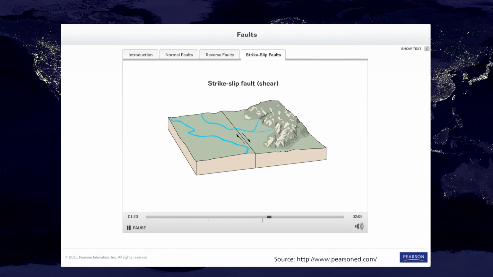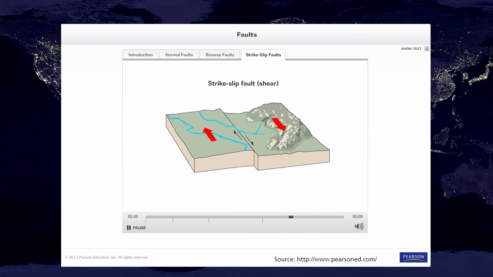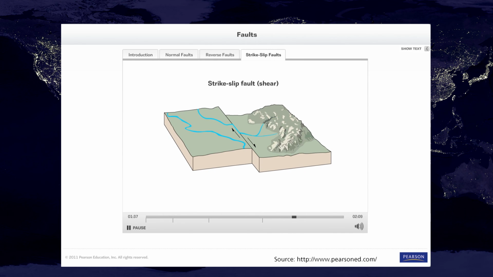Strike-slip faults form by movement along the strike direction of the fault plane. The blocks of rock slide horizontally past one another instead of up and down along the dip of the fault plane. Strike-slip faults form where shear stresses deform rock without any stretching or shortening across the fault.